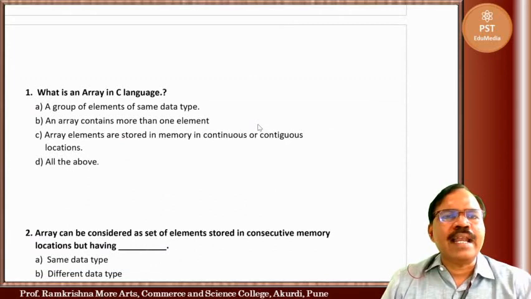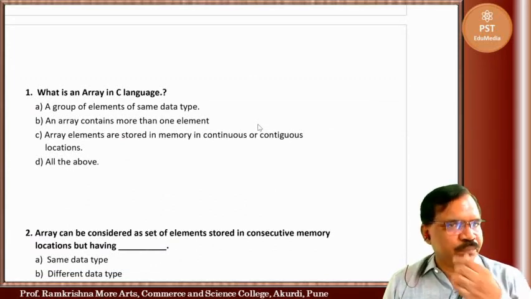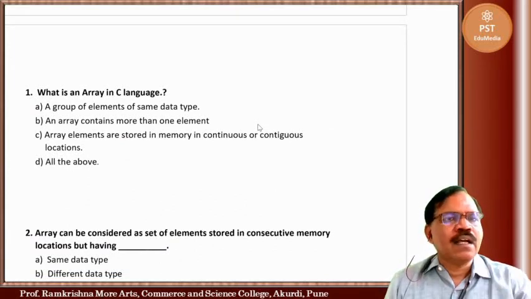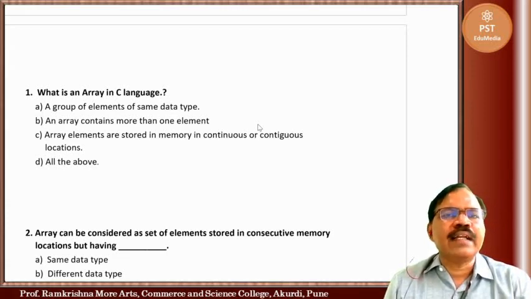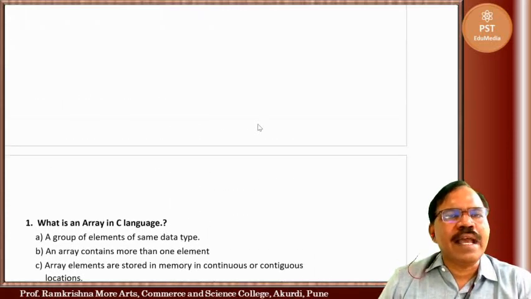What is an array in C language? A group of elements of same data type. An array contains more than one element. Array elements are stored in memory in continuous or contiguous locations. All the above. Now what is an array?